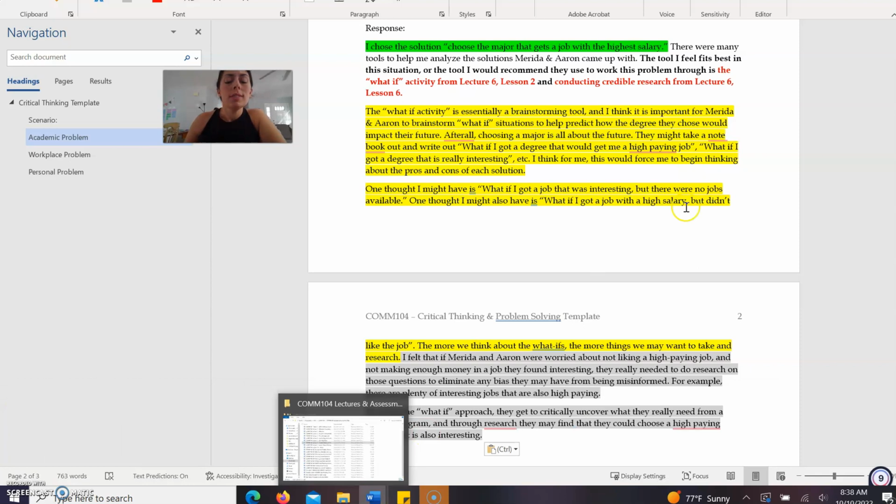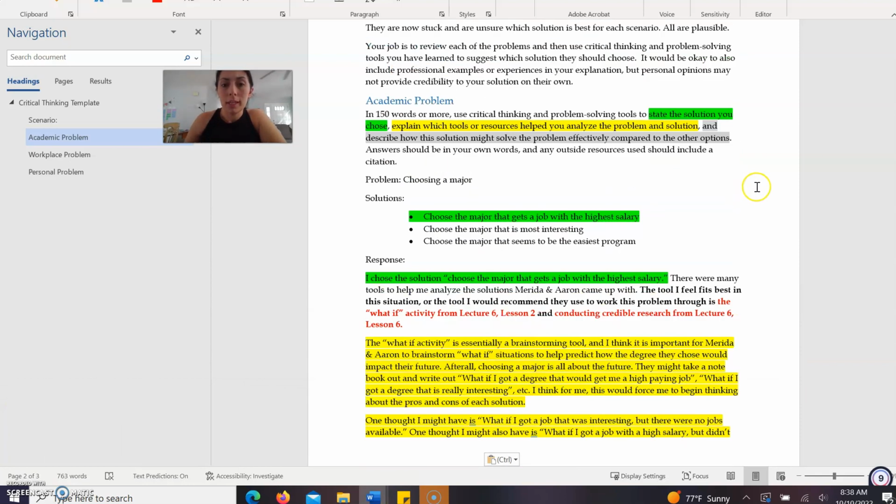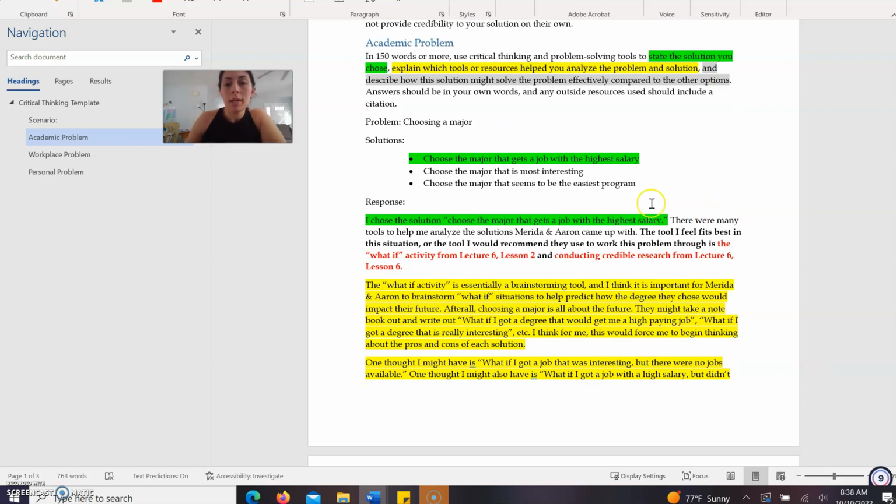So this is essentially what you're asked to do. Again, just to recap, state the solution you'd choose, handpick 2 tools from the lecture that you think would work really well in this scenario, and explain and talk about those tools, okay? I'm not looking for a debate on which solution is best. That's not what I'm looking for.